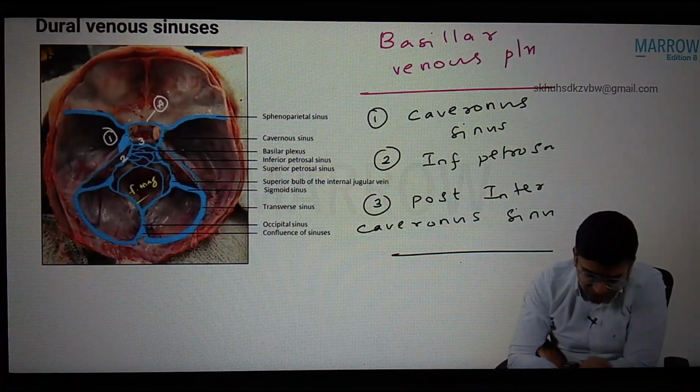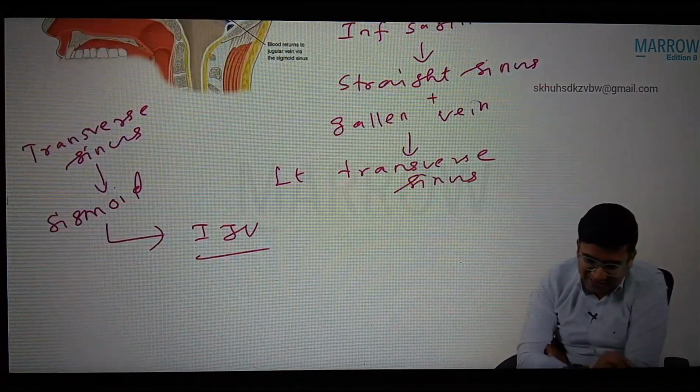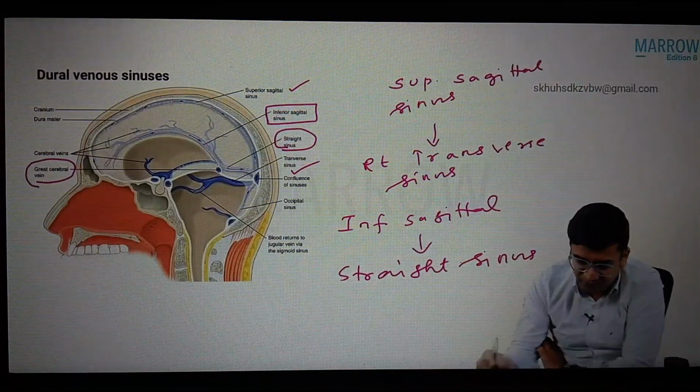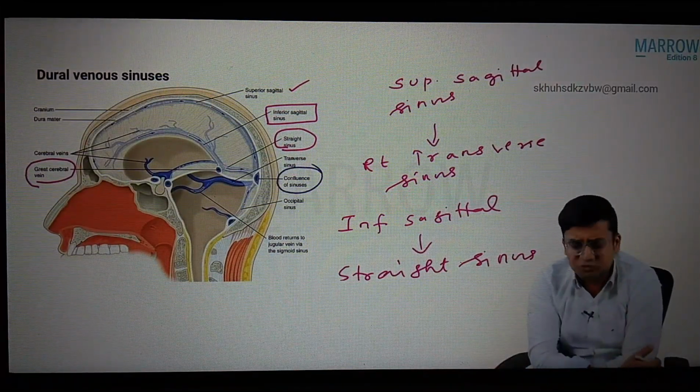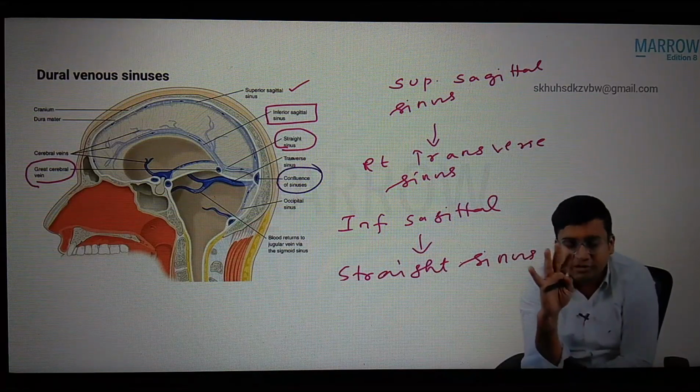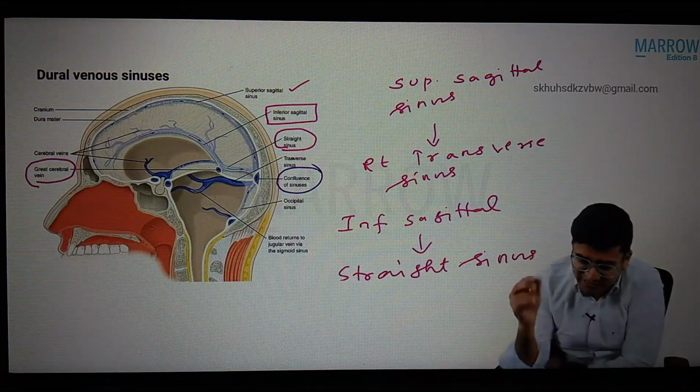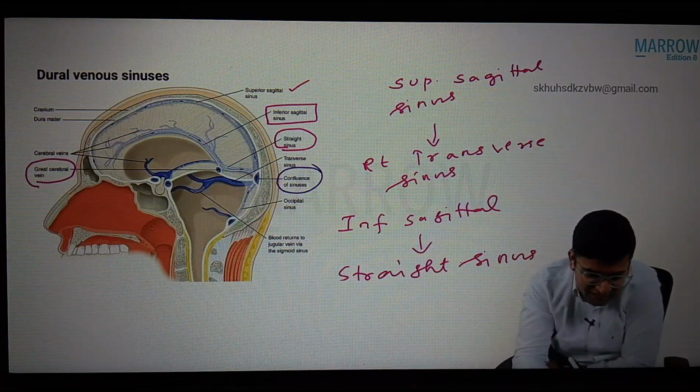And one more point. Now here, the 4 sinuses will meet here. And that meeting point is called the confluence of sinus. So confluence of sinus means meeting point of 4 sinus. What are the sinuses meeting here? See here, I'm going to mark this.